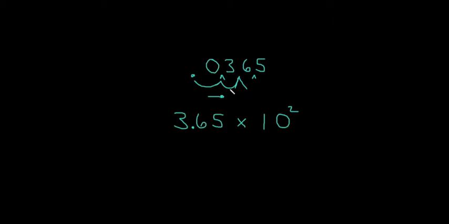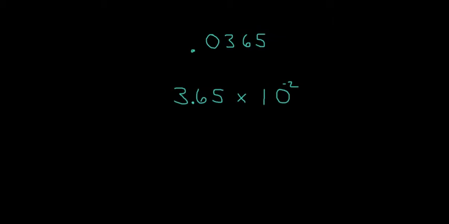What is the number that we started with? Well, we started with 0.365. Is it greater or less than 1? Well, it's less than 1. If the number's less than 1, it will always be a negative exponent. And I'll show you why that is. Because this is the number that we started with, it's less than 1.